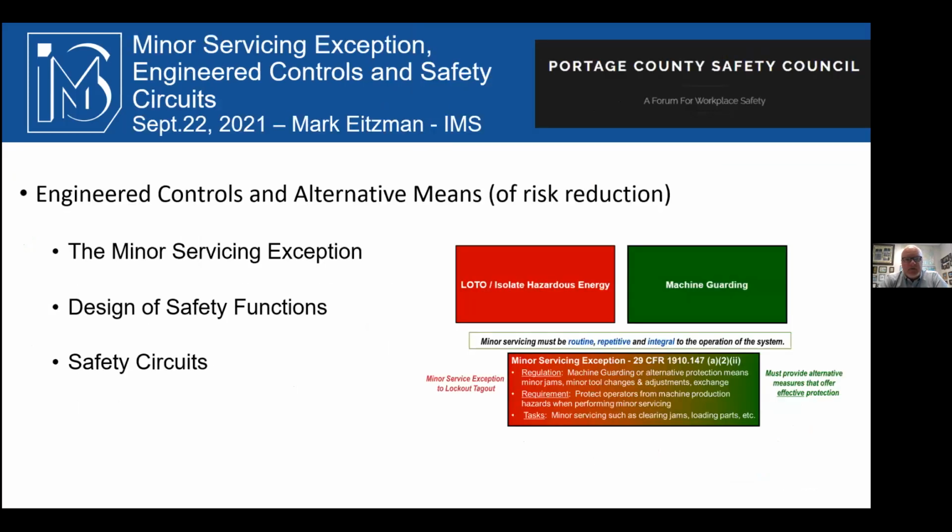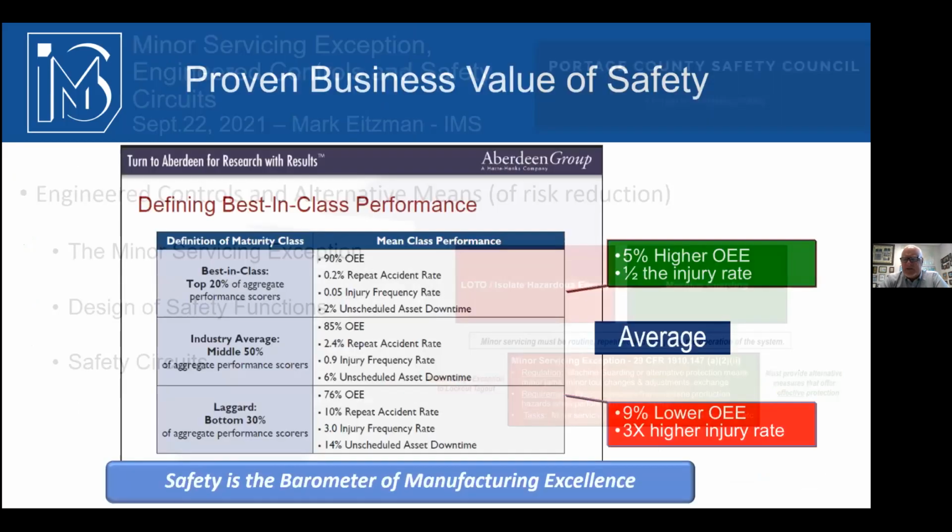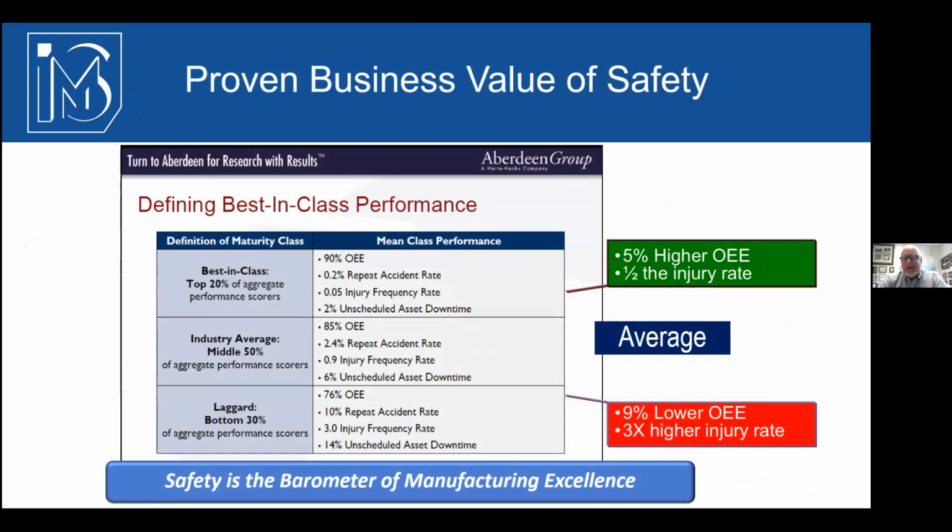So today, with no further ado, we're going to get deep into the minor servicing exception and then the engineering controls that go with that when you're doing something other than lockout, tagout, and machine guarding. I mentioned in the first session how these best-in-class companies attain excellent performance KPIs associated with productivity, OEE, and their injury rates, how simultaneously you can attain both. Namely, the best-in-class companies are both safe and productive. The safest companies in the world are the most productive.